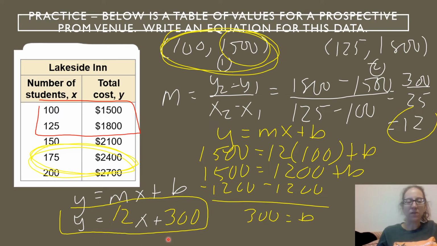All right. So pretty much what that means is that Lakeside Inn is going to charge you $300 to reserve the site. They're going to charge you a $300 flat fee. If one kid comes to your prom, then you're going to pay the $300 anyway. And then they're going to charge an additional $12 for every student that is planning to come. And that can be for the food. I'm not into planning proms, but that could be like wear and tear on the facilities, toilet paper in the restrooms, whatever.